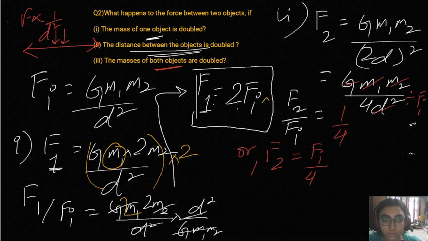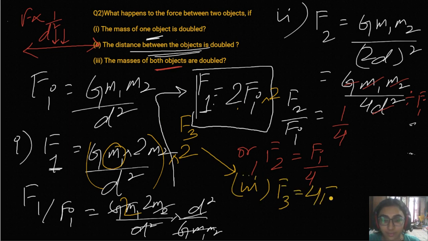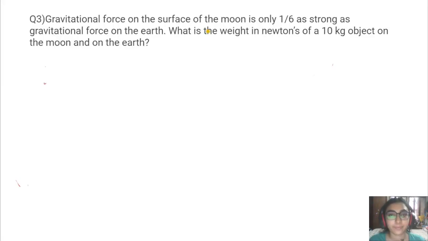So into 2 or F3 basically, if we write F3, it is basically 4Fi, because we are doubling the masses of both the objects. Okay. In this question, it's also very simple.